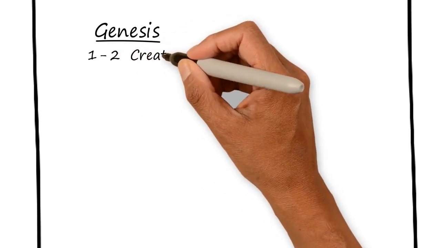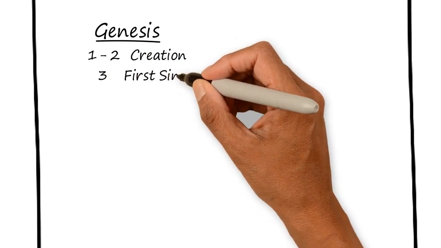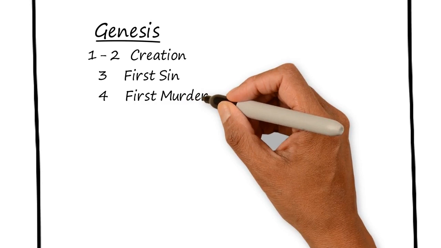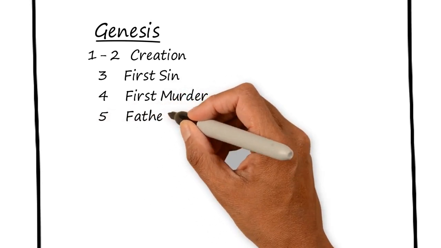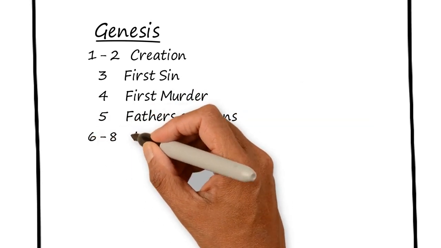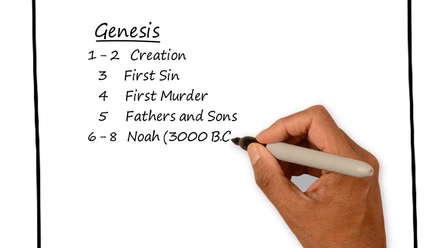Chapter 1 and 2 are about creation. Chapter 3, the first sin. Chapter 4, the first murder. Chapter 5 is a list of genealogies. We're calling this fathers and sons. Chapters 6 through 8 are about Noah and the flood.